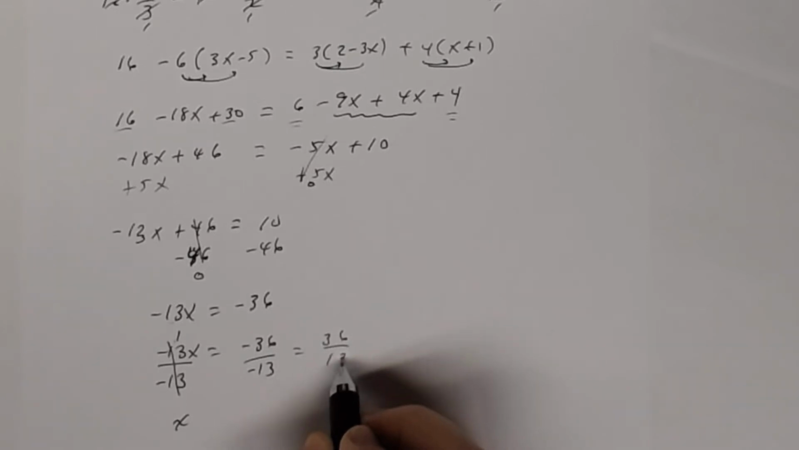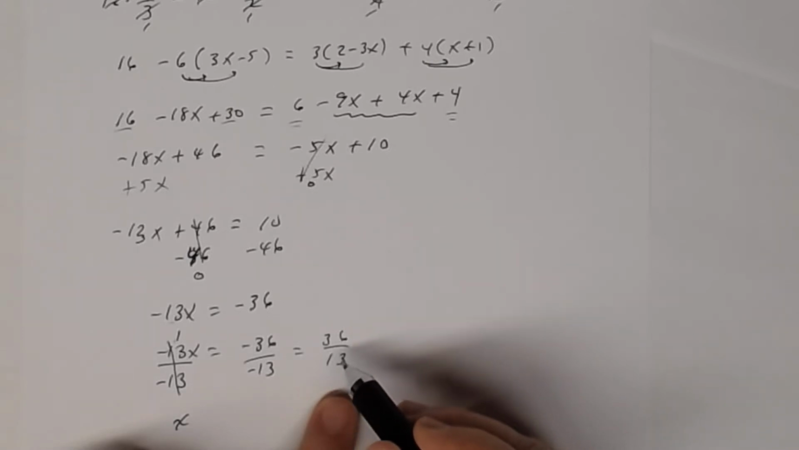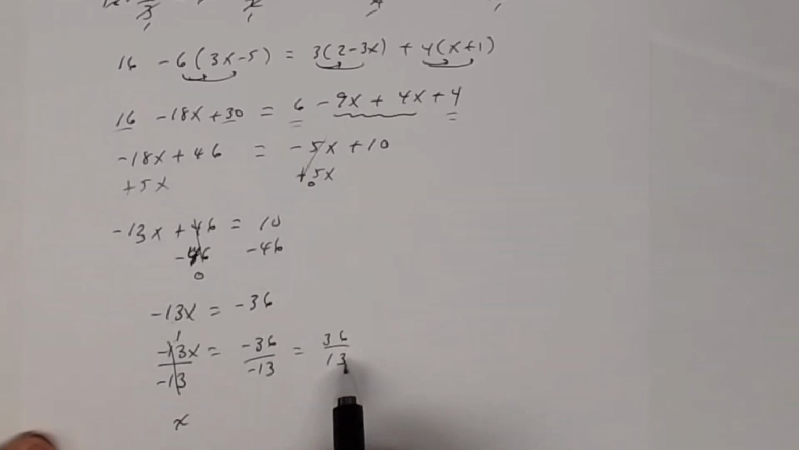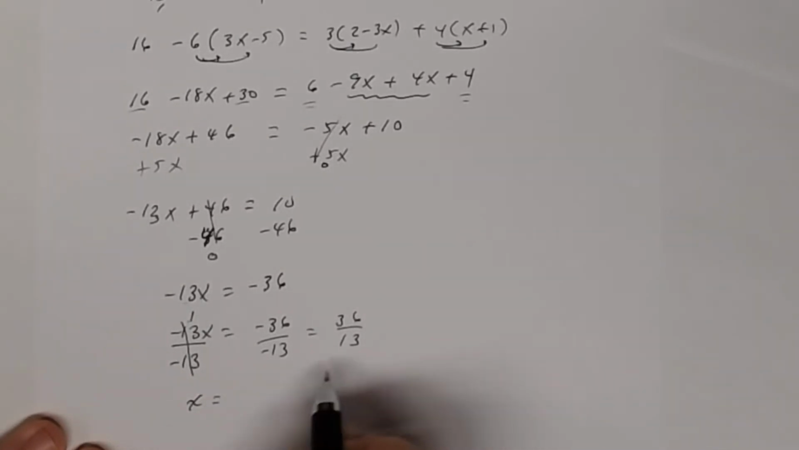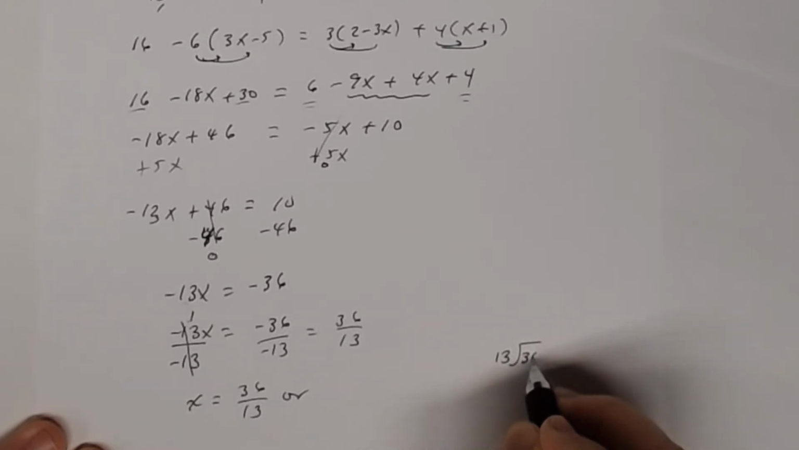And then negative 36 divided by negative 13. First of all, a negative divided by a negative is a positive, right? So far this becomes positive 36 divided by 13. Now you can notice that 36 and 13 have no common factors. Remember, 13 is prime, and 13 does not go into 36 evenly, so you can leave your answer as this improper fraction, 36 divided by 13.